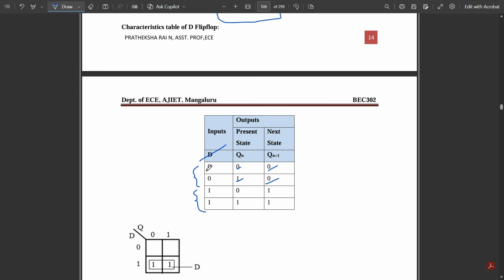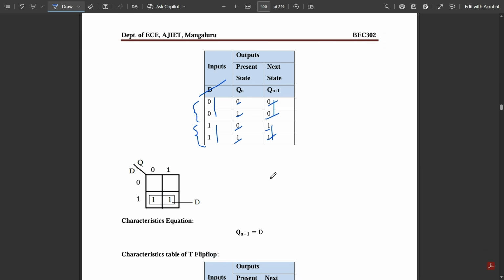So you see here, when the data is 0, for both 0 and 1, the next state output would be 0. Similarly, in the next case, for input 1, when the output is 0, the next state output would be 1, and for the next case, when the output is 1 in the present state, the next state output would be 1. So whatever data input is provided here, the same would be the output for the next state. So with respect to this, now build a K map here.